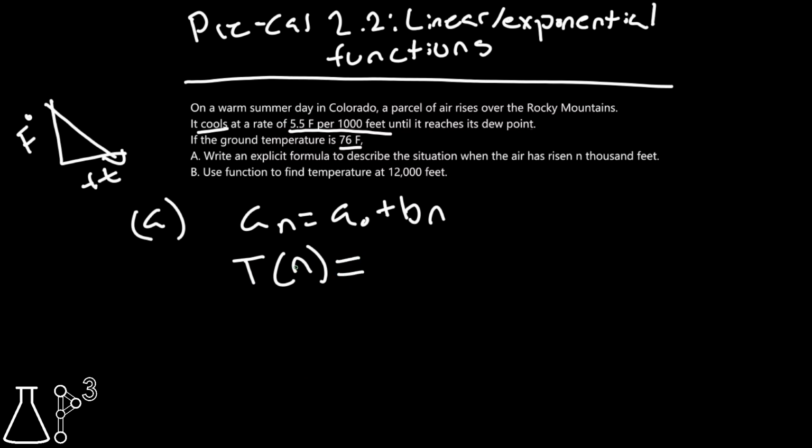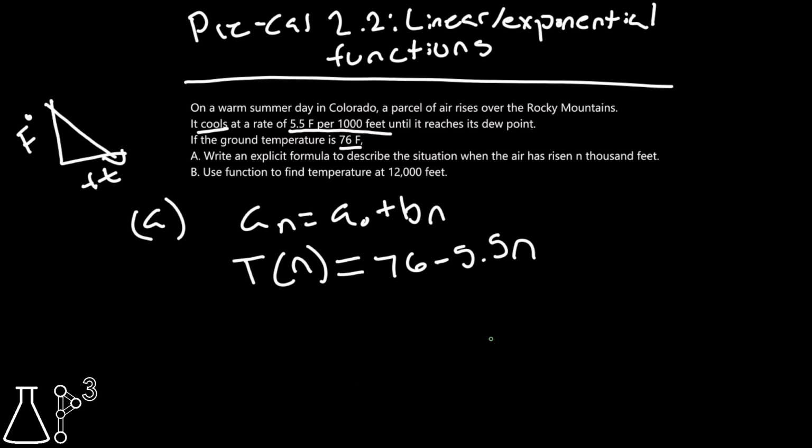This is the same thing as saying f of x, except in this case it's temperature as a function of n, right? So T of n is going to be equal to a_0, which is our initial value. As I pointed out before, if the ground temperature is 76 degrees Fahrenheit, 76 is going to be our initial temperature, right? Plus b, again, is going to be our slope. b is going to be negative 5.5, because 5.5 is our slope, but it's cooling down, so it's decreasing. And then n, which is just how high up it is, right? So that stays the same.